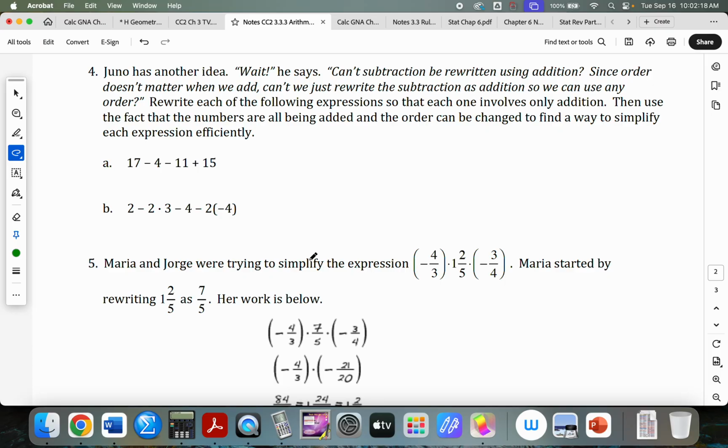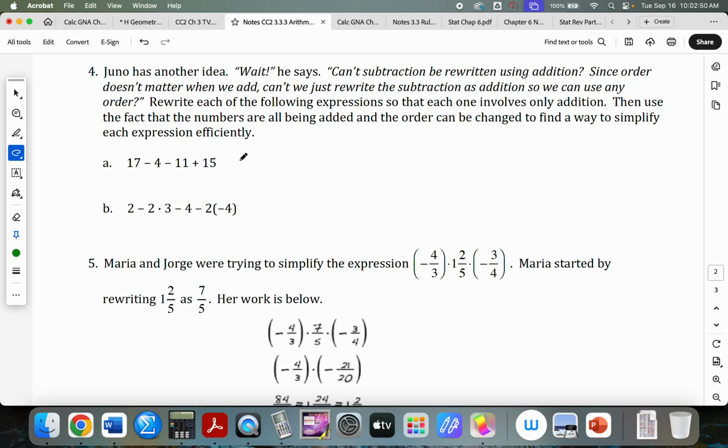Now Juno has another idea. Wait, he says, can't subtraction be written using addition? Since order doesn't matter when we add, can't we just rewrite the subtraction as addition so that we can use any order? So let's rewrite the following so that each one involves only addition. Then use the fact that the numbers are all being added and the order can be changed to find a way to simplify each expression efficiently.